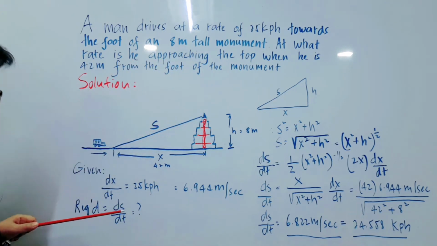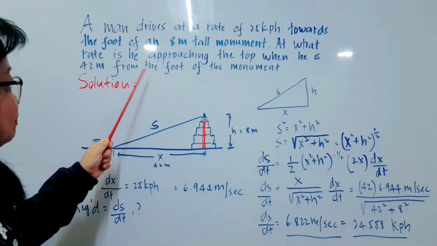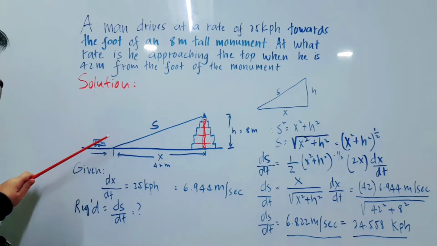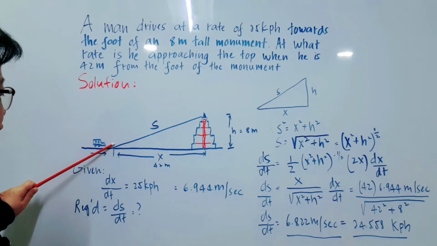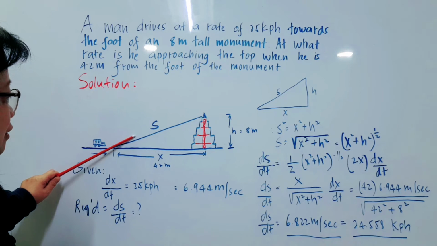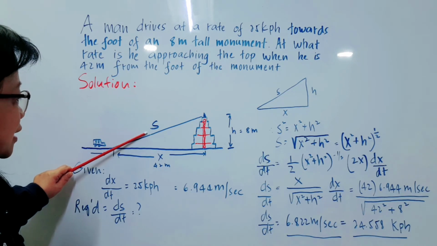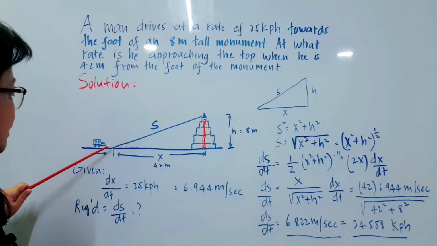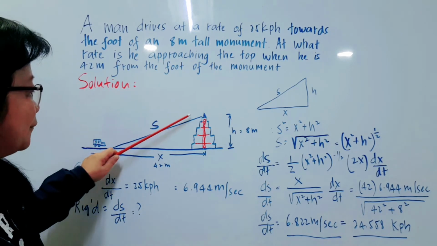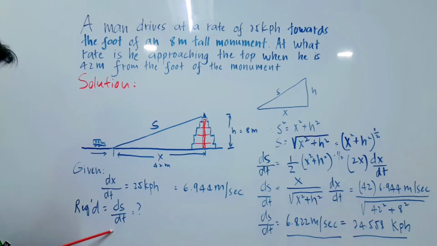Now what is required here is, at what rate is he approaching towards the top? Towards the top, we're concerned about ds dt, the rate of change of the distance from here going up. We designate it as ds dt, the rate of change of s with respect to time. So we're looking for ds dt.